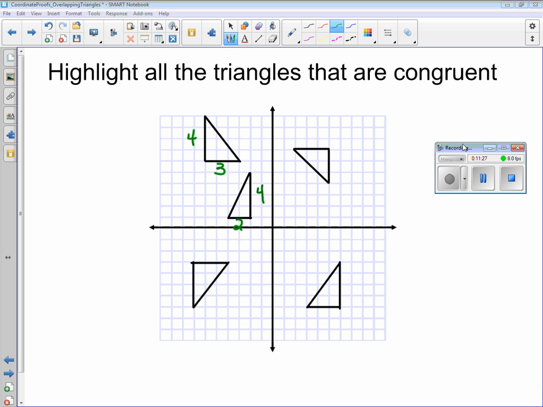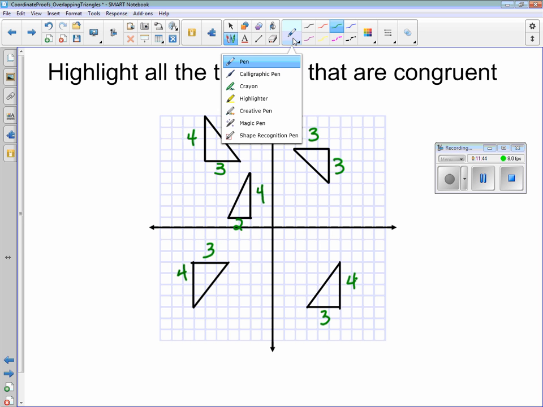And then over here we have 3 and 3. Nothing congruent to each other yet. Let's try down here. 3 and 4. Okay, we got one. How about over here? 3 and 4. And because these are all right angles, why are these triangles congruent?